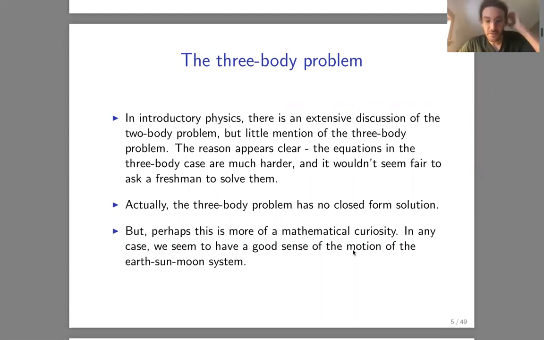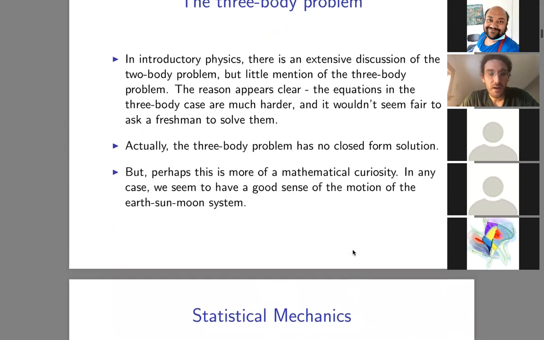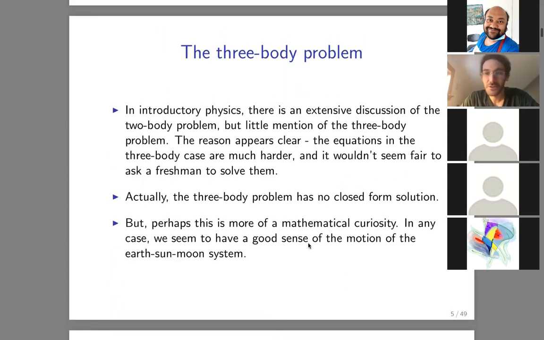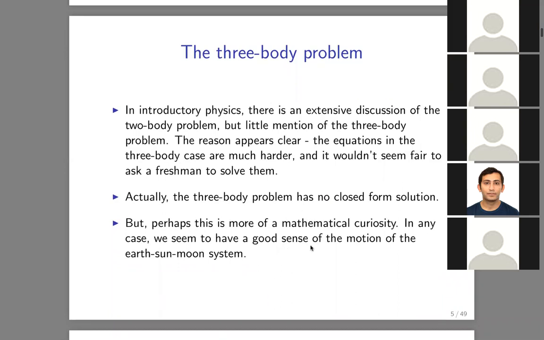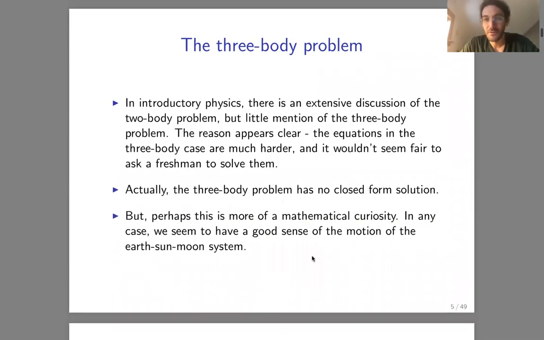However, I think many of us, when learning about this, would think it's more of a mathematical curiosity that there is or isn't a closed-form solution, because we have a good sense of how the Earth-Sun-Moon system works. Basically, in our heads, we're just doing a superposition of two-body problems, and that seems to work fine. So from intuition about looking at the solar system, you might think that linearizing things seems good enough. So from this, you would draw the conclusion you don't need to study chaos.